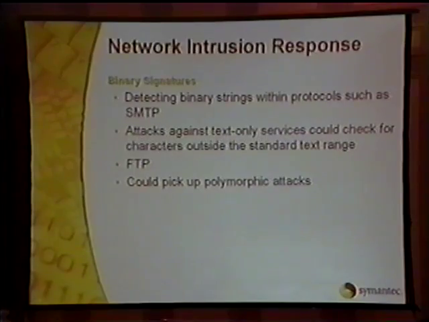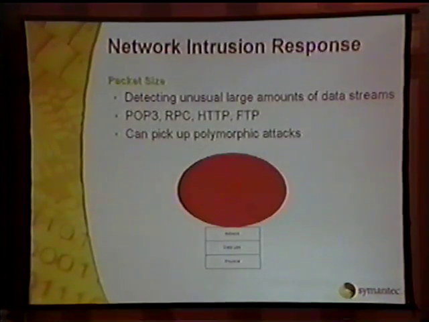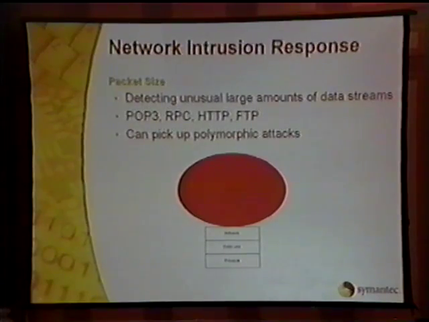Here, binary signatures, we can start investigating binary signatures. It's more like a protocol analysis. Again, the good thing about the RFCs is that they are strictly defined, and attacks against text-only services could check for characters outside the standard text range, and we can pick up polymorphic attacks doing it that way. We also can look for packet size. POP3 RFC, things like that, can pick up these things by unusually large amounts of data streams.